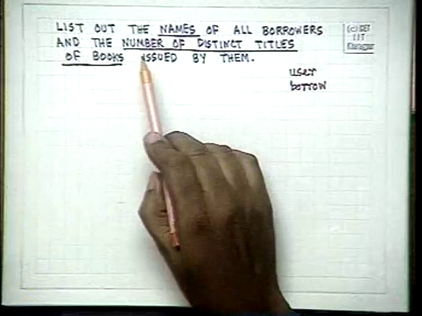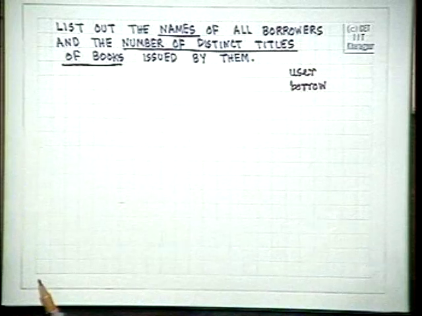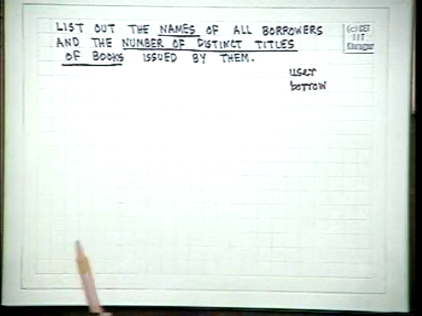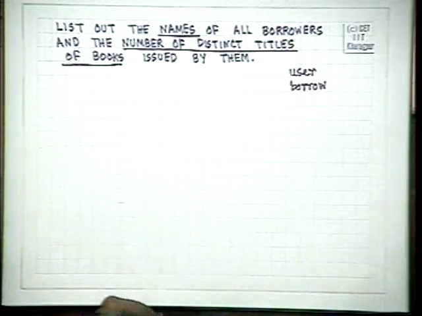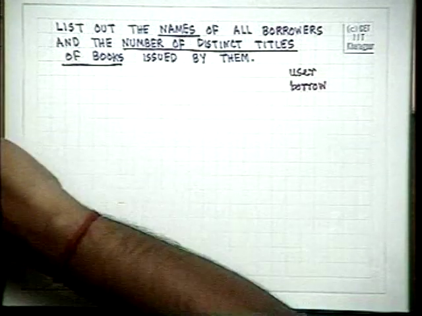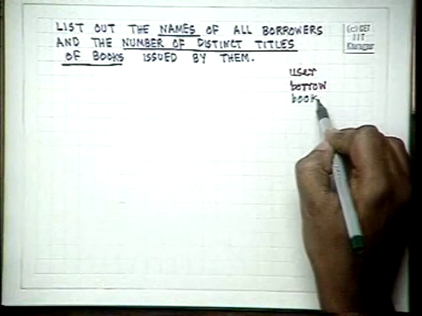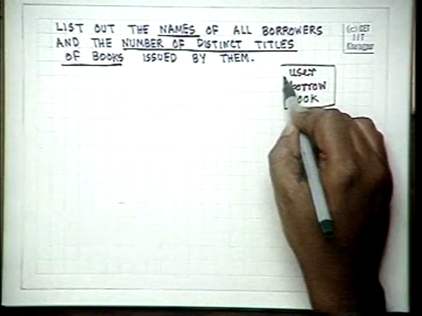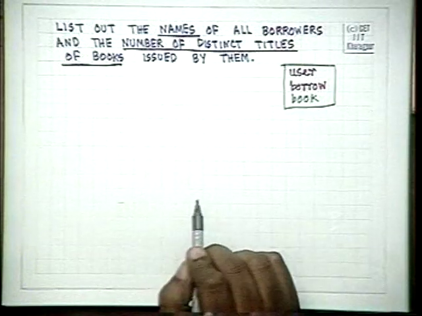We now want the number of distinct titles of books. That is, we not only want the books which are issued by him, we want all the distinct titles. So to answer that, we will have to use the book relation as well. We will have to do a natural join of these three and then start grouping.